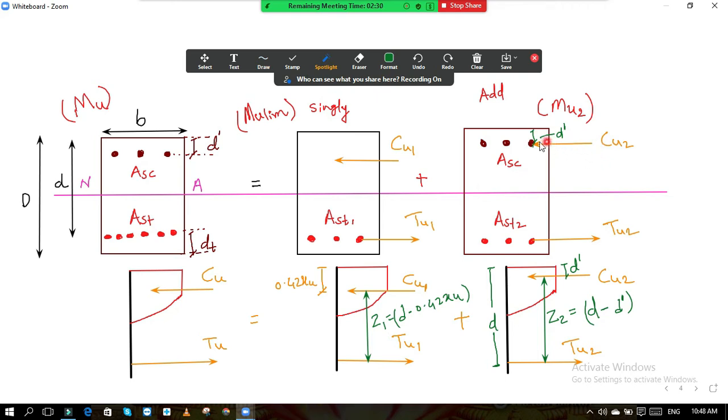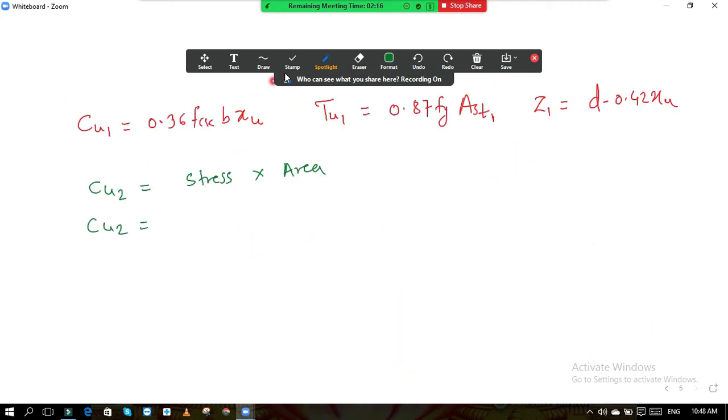Okay. Now what is the area of reinforcement? Area of reinforcement is ASC. What is the stress? Stress in the steel in compression zone is known as FSC. FSC is the stress in steel in compression zone. So here this is called FSC. This means stress in steel in compression zone into area of compression zone. Okay, so this is your force. Are you getting my point?